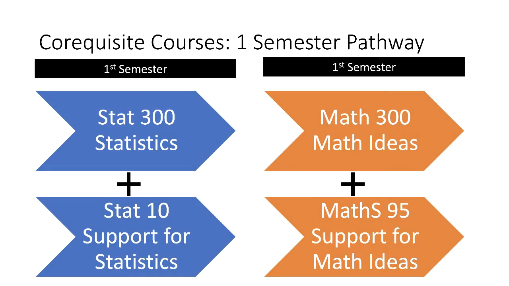If you take the corequisite pathway, you're looking at a 1-semester pathway. For example, if you needed to take Stat 300, which is our statistics course, you would take both Stat 300 and Stat 10, which is our support for statistics. 1 semester and you're done with your math requirement. Or if you needed to take Math 300, Math Ideas, you would register for both Math 300 and the corresponding Maths 95 course, which is the support for Math Ideas. 1 semester and you're done with your math requirement. You can choose to take either the prerequisite pathway or the corequisite pathway.